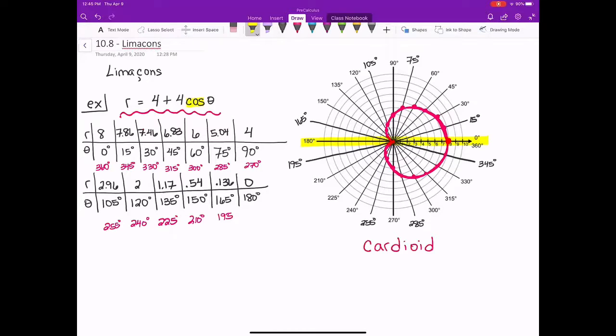And I also knew that it was going to go out to the max point over here, out to a point of 8. I knew that it was going to go up and down on the 90 and the 270 to a value of 4. And I knew that it was going to come in and just touch the origin and swoop back out. So I already knew all that information because of what I know about limacons.